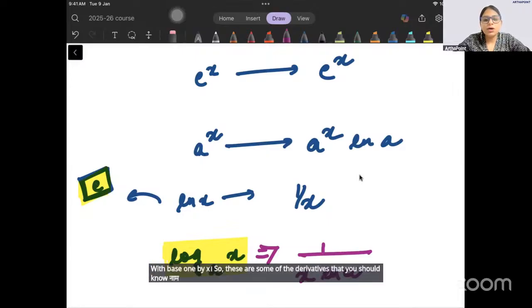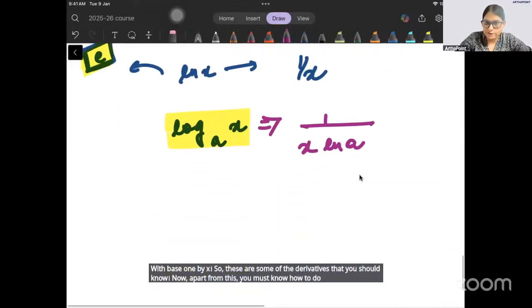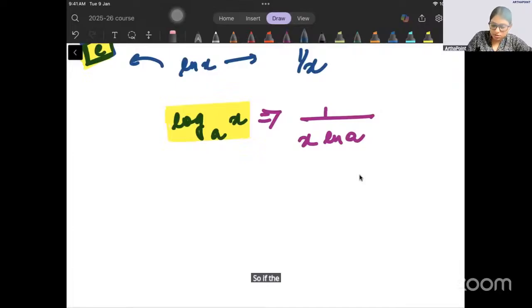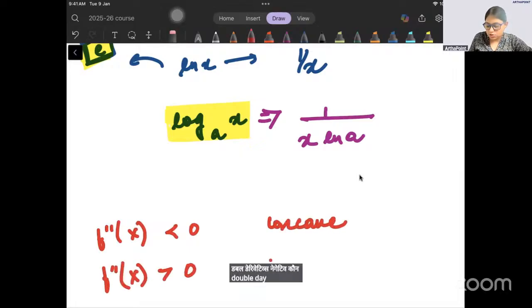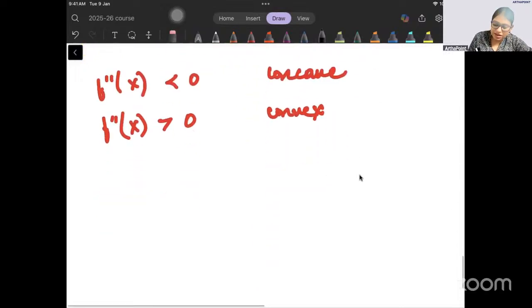Now, apart from this, you must know how to do concavity and convexity of a function. So if the double derivative is negative, concave; if the double derivative is positive, convex, right? And then they may ask you about the Taylor approximation.